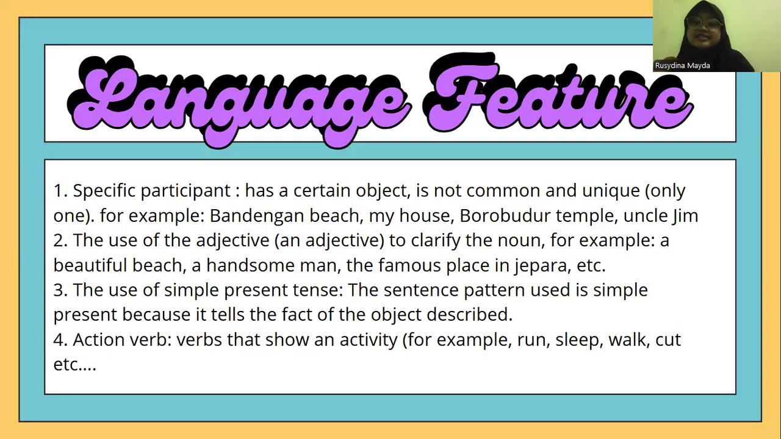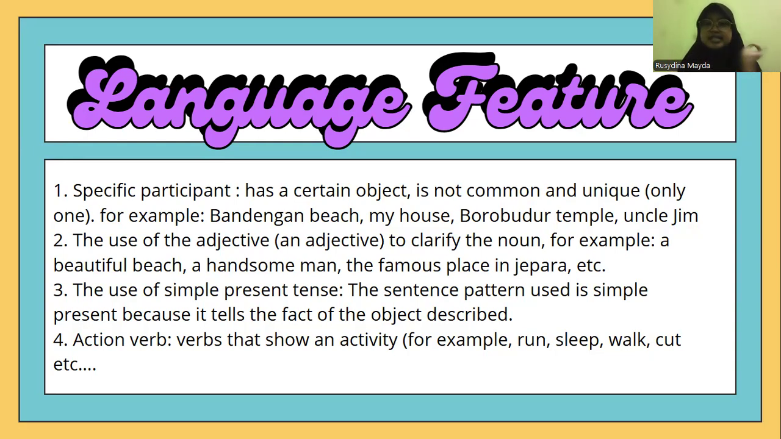The next is language features. The language feature has four structures. Number one is specific participants. It has a certain object that is not common and unique, only one. For example, London beach, my house, Borobudur temple, and Anchorage.